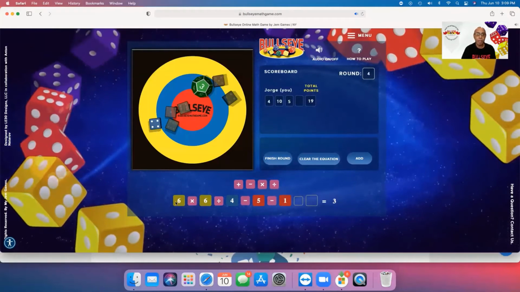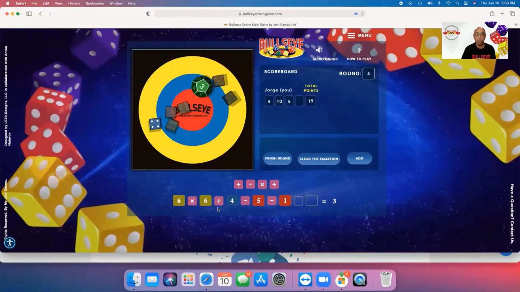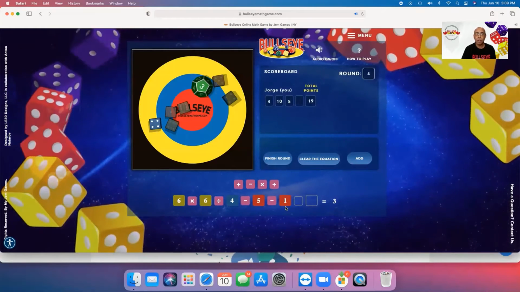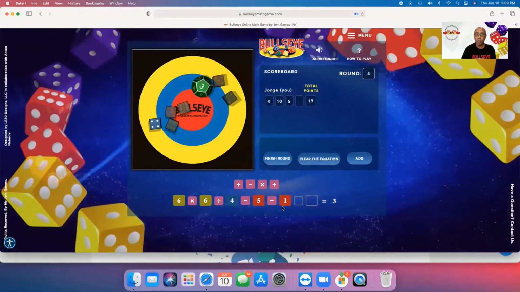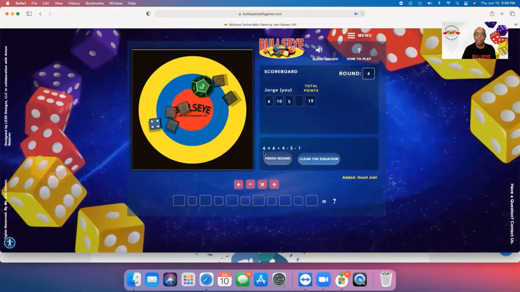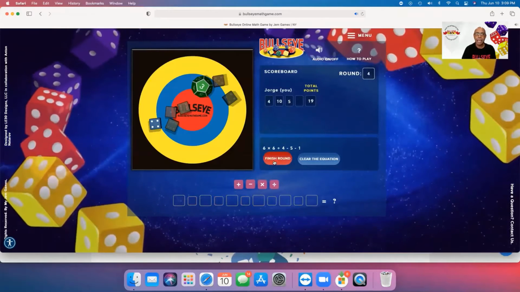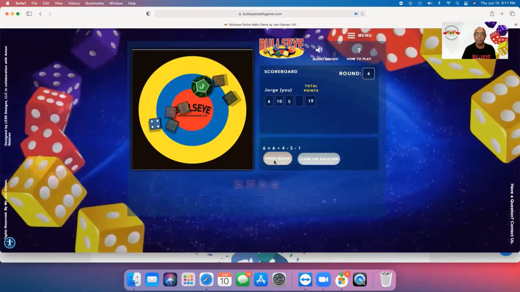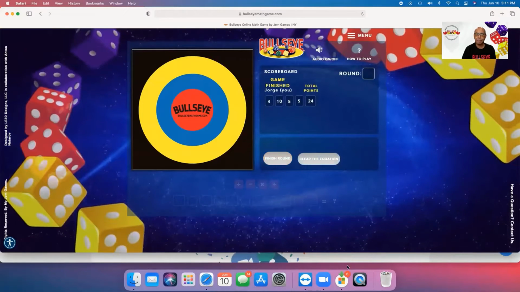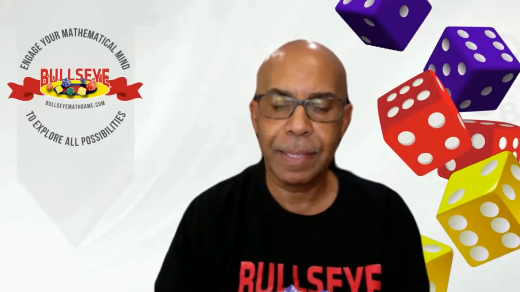So in this round, I've used 1, 2, 3, 4, 5 dice. So I will earn 5 points for this last round. Okay, good job, mathematicians. Let's click the add button, display our number sentence, and click finish round. Bullseye.